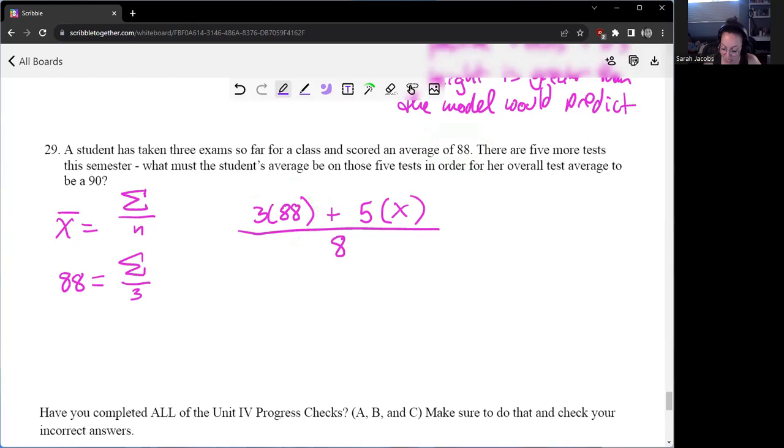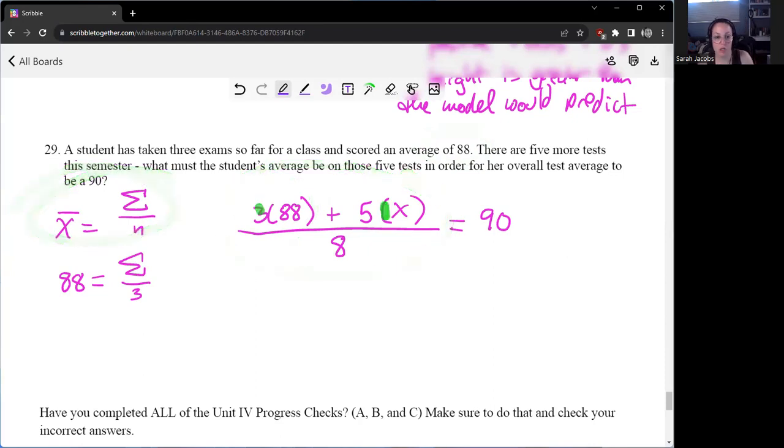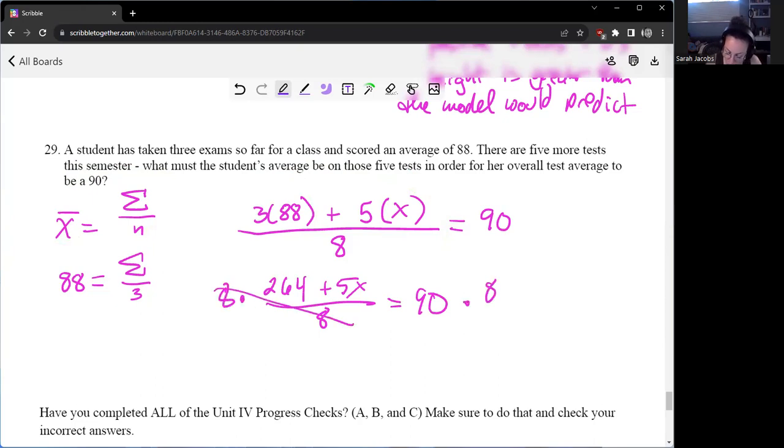Ultimately, she's taking 8 tests, and we want the average to be 90. So this is just taking this idea and filling in the parts that we know, and then using variables to represent the parts that we don't. So 3 times 88 is 264 plus 5x all over 8 equals 90. We're going to clear that fraction by multiplying both sides by what's in the denominator. Those will cancel out. 264 plus 5x is equal to 720.